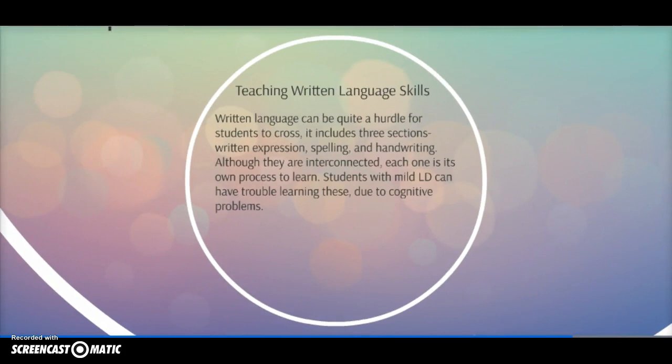And then teaching written language skills, that can be really tough for some students. It's actually tough for all students at first. But it includes the 3 sections, which are written expression, spelling, and handwriting. Although they're all interconnected, you have to learn them each separately, and that can be really hard for students with learning disabilities because they might have trouble with their memory, and so that can make learning these skills exceptionally tough for them.